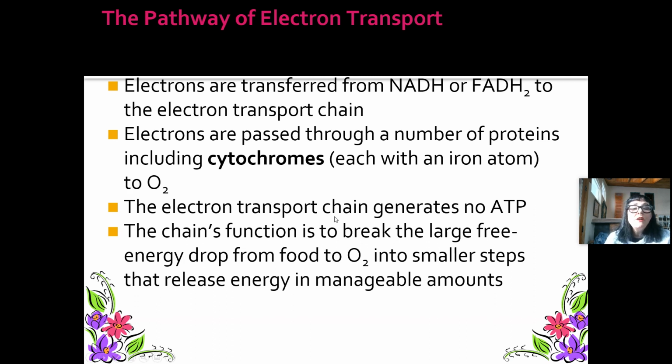Okay, the electron transport chain in and of itself does not generate ATP. It is not a process in and of itself, and it does not generate the ATP. Its job basically is to allow this energy to be released from food. From what food? Glucose, right? All that energy from those electrons is going to be released as it goes through the series of redox reactions down the chain. So it's releasing in manageable steps.